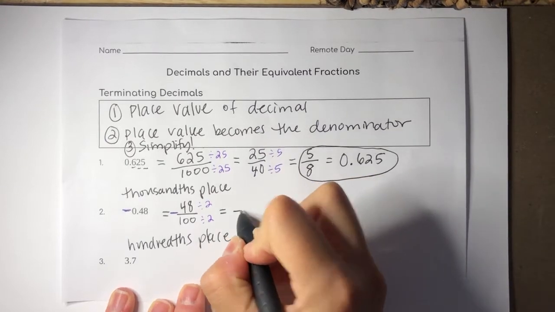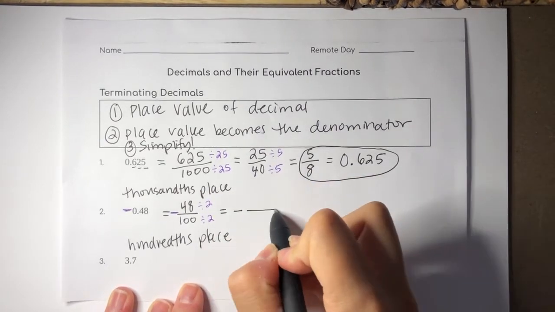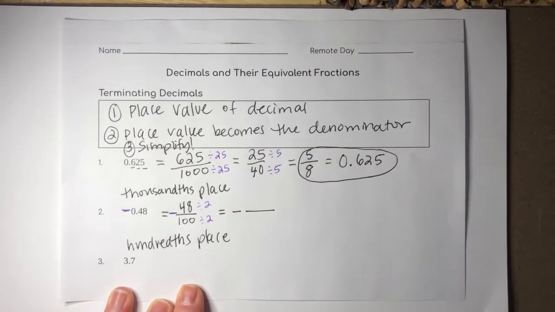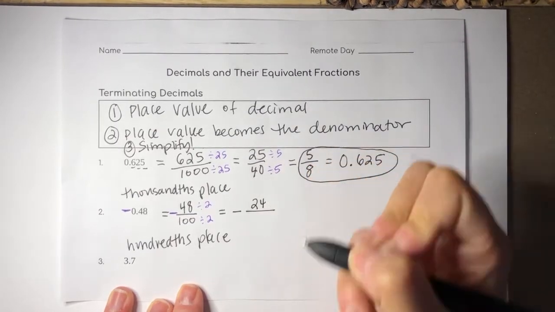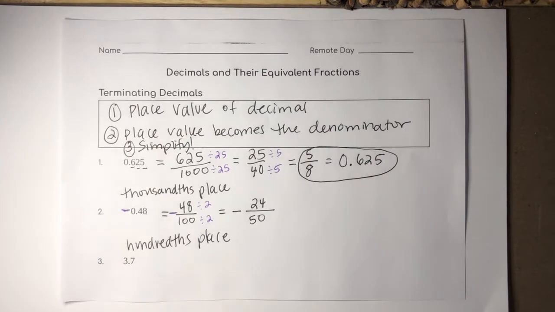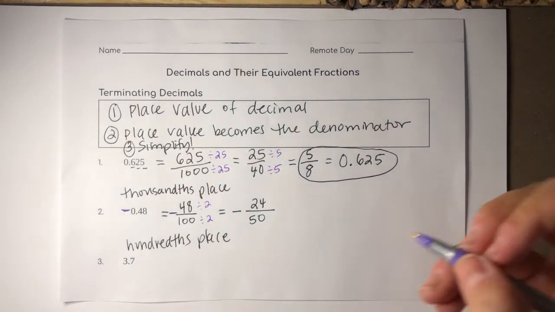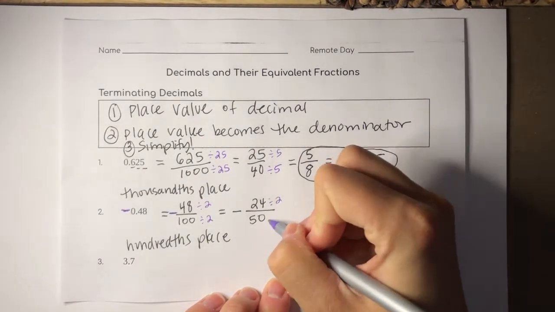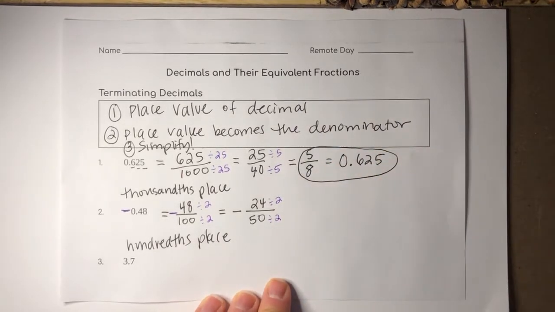So I'm gonna hold on to that negative sign, and then 48 divided by 2 is 24, and 100 divided by 2 is 50. And I'm gonna pause and I'm gonna think, do they have anything in common still? And I'm like, oh, shucks, they do have something in common. They both have in common 2. Again, they're both even, so I gotta keep going to simplify.